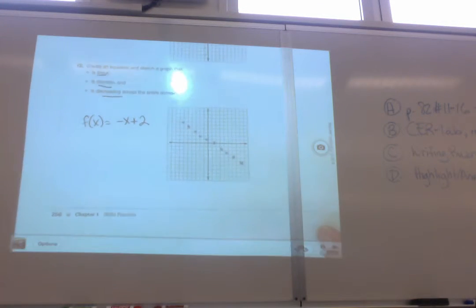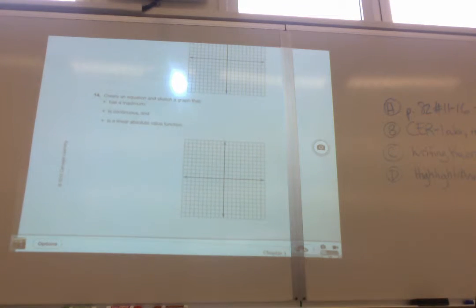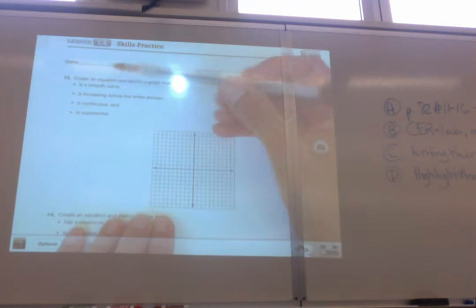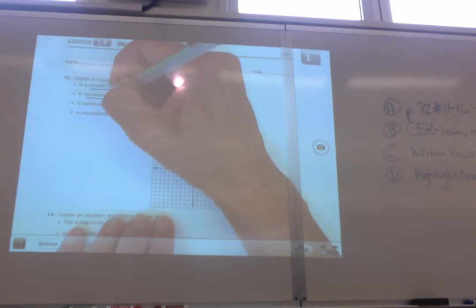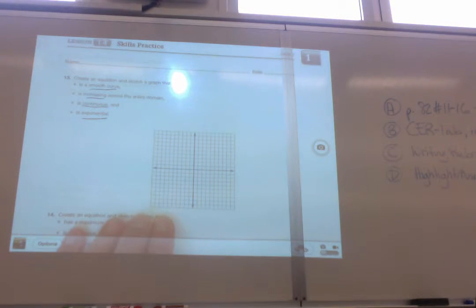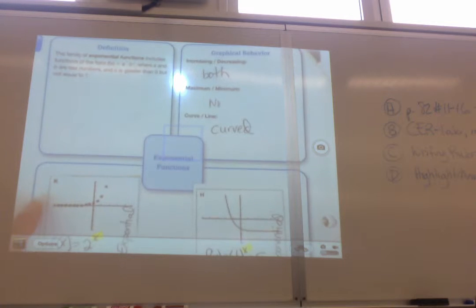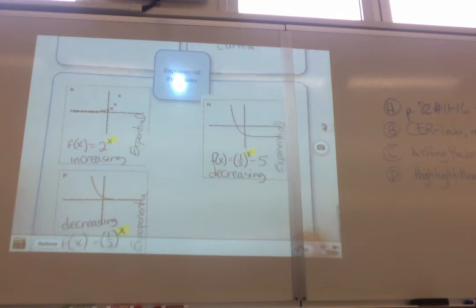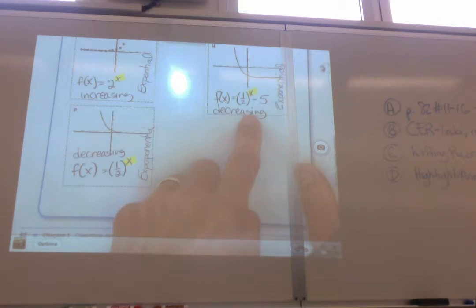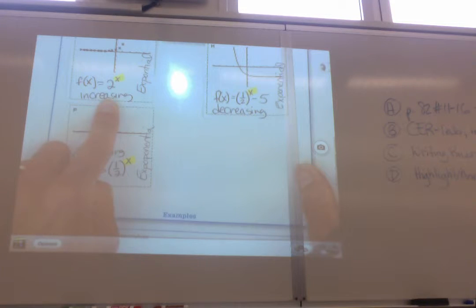Okay, so now let's go ahead and look at number 13. Create an equation that is smooth, increasing, continuous, and exponential. I'll go ahead and look at my function families and say exponential, what do you look like? Here's my exponential page. Okay. This one's decreasing, this one's decreasing, this one's increasing.